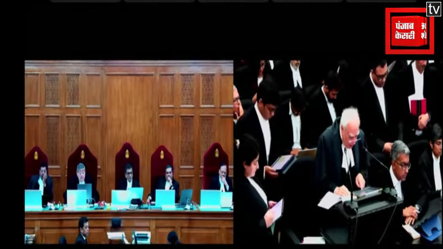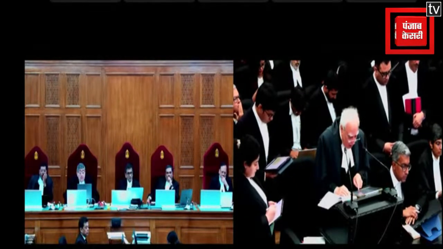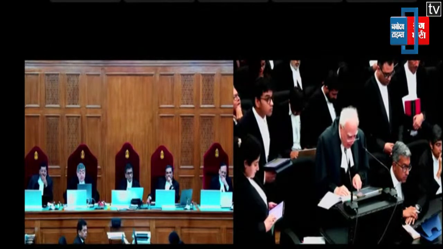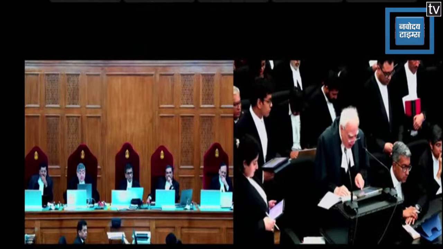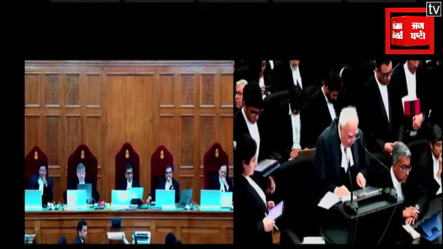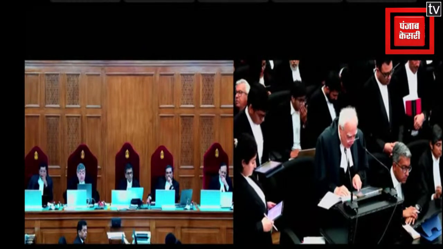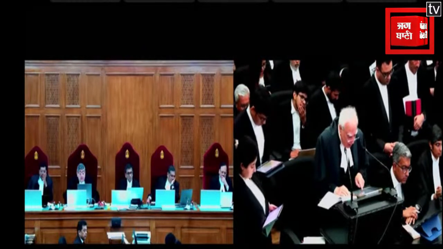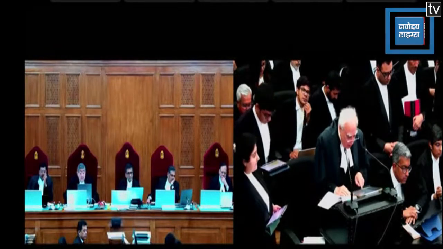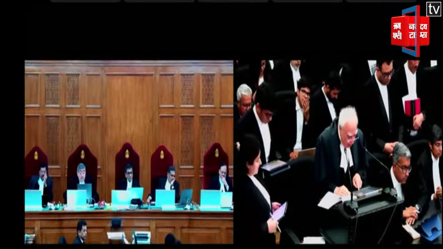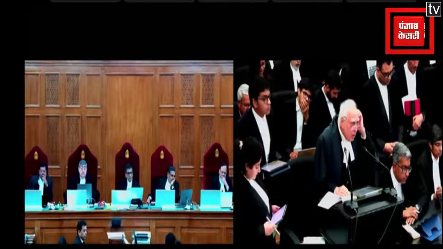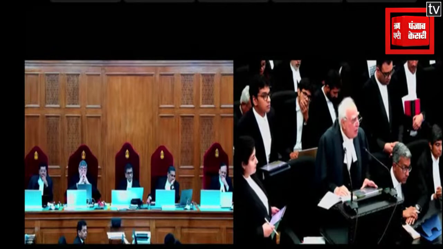For the purposes of B1 of clause 1 of 370, the matters specified in the first schedule to this order, being matters in the union list, are hereby declared to correspond to matters specified in the instrument of accession, governing the accession of the state of Jammu and Kashmir to the Dominion of India as the matters with regard to which the Dominion legislature may make laws for the state, and accordingly the power of Parliament to make laws for that state shall be limited to matters specified, which your Lordship said is the limitation.